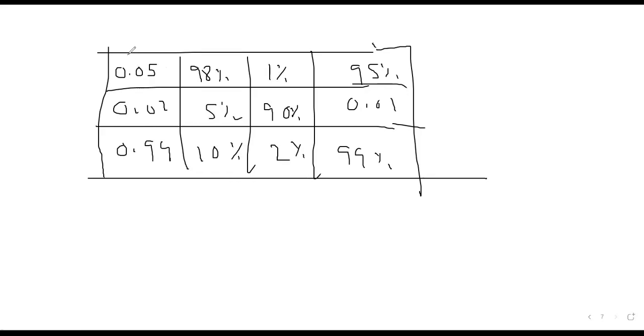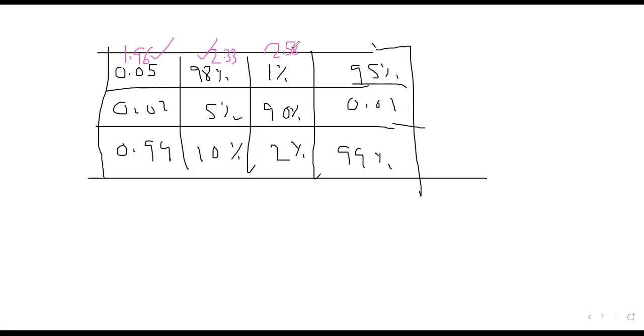0.05. 1.96. It's the third one. It's the same as 95%. How about this one? 2.33. Correct. It's the second one, 98%. Here, 2.58. This is the same as what?